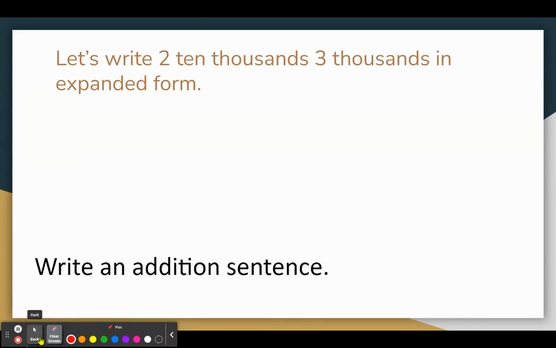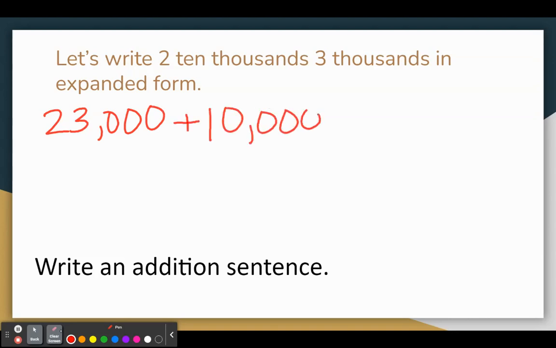Okay, I went ahead and erased it a little bit early, but let me go ahead and rewrite it for us. So we had 23,000 plus 10,000, which is going to equal 33,000.